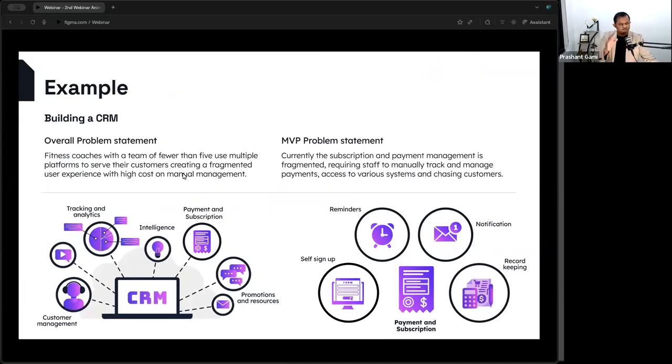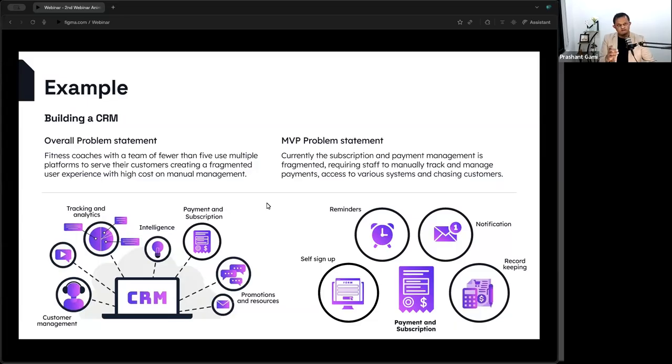So the overall problem statement that you identified is, and this is something we also did in the previous webinar, the same statement: fitness coaches with a team of fewer than 5 use multiple platforms to serve their customers, creating a fragmented user experience with a high cost of manual management. Now that's an overall business problem that we want to solve.